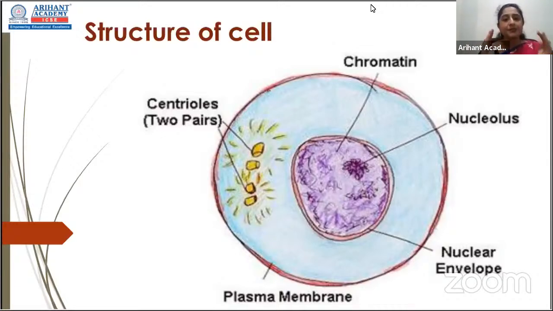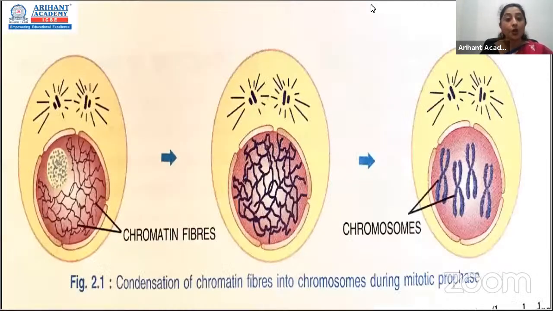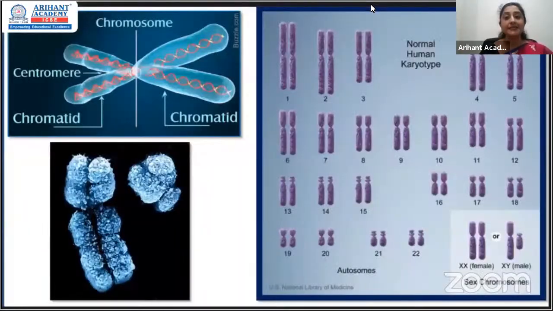When the cell is ready to divide, the centrioles duplicate and move towards the poles. And consequently, the chromatin fibers start condensing and become thick and short and form structures called chromosomes. Chromo, color; zome, body; colored body. Chromosomes are the components of the nucleus, which are the carriers of hereditary characteristics. Every organism has a fixed number of chromosomes. We humans have got 46 chromosomes.